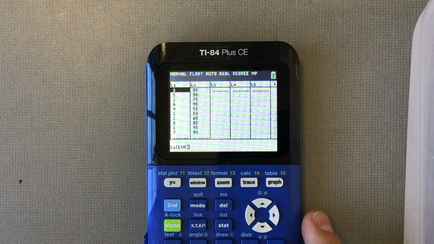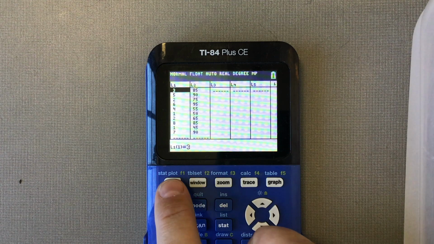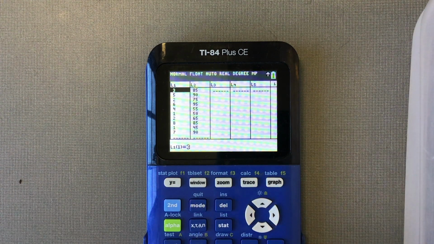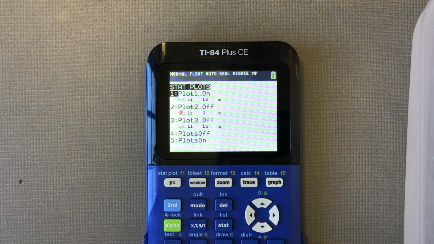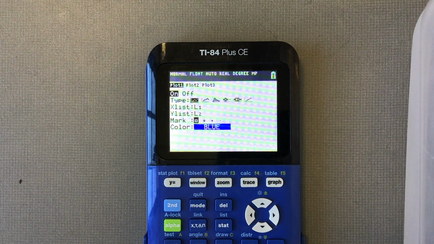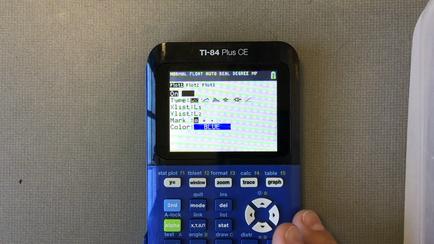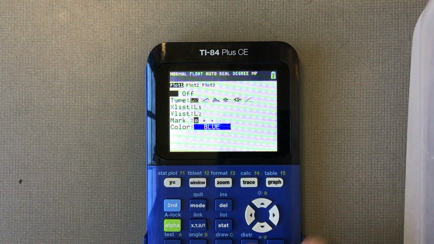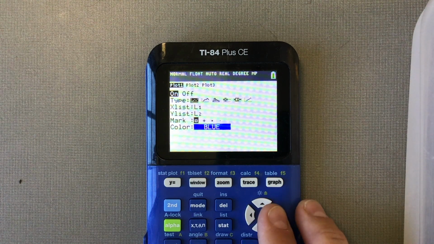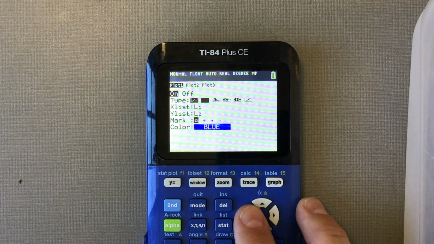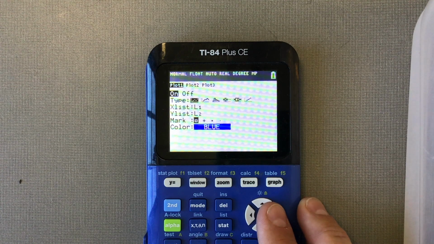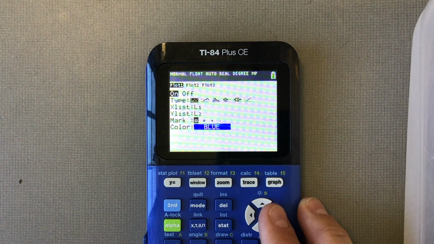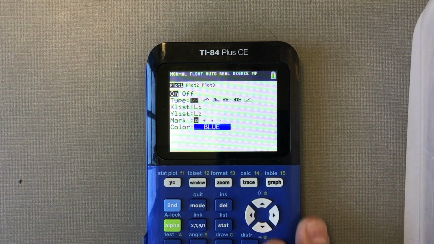All right, then you're going to go into your stat plots. Remember, you hit second, the Y equals button, and that takes you to your stat plots. You're going to go to that first one. Make sure that it's on. If it's off right now, you can go over and press on and press enter, and it'll turn it on for you. We don't want a histogram. We don't want any of these box plots. We want this very first thing here, which is the scatter plots. You can tell it's scatter plots because it's just some dots out there.